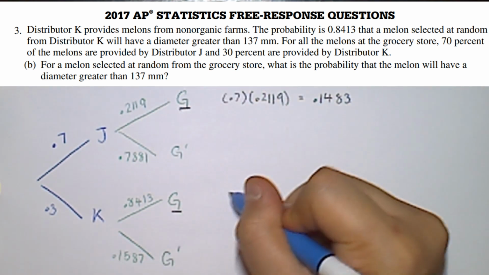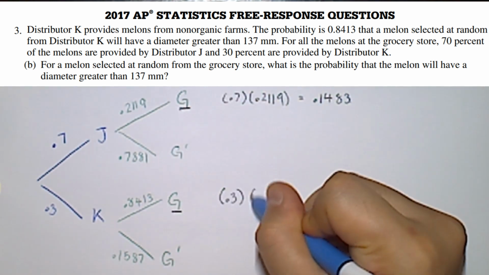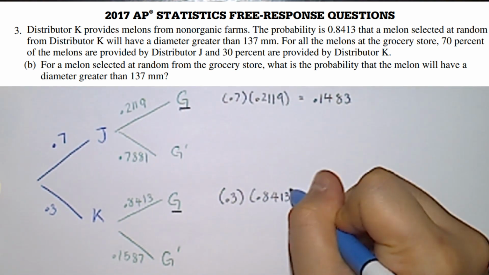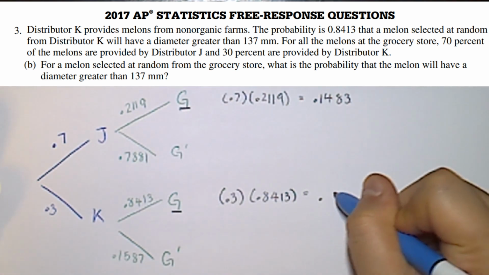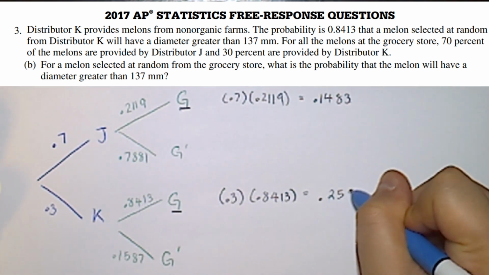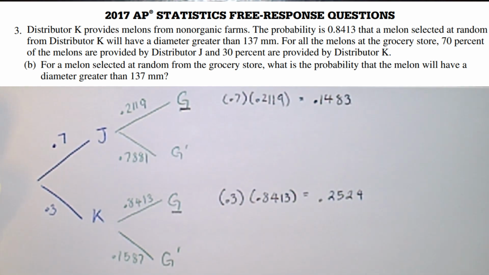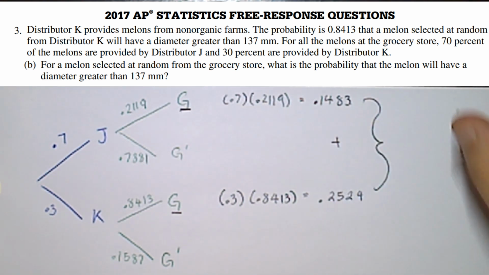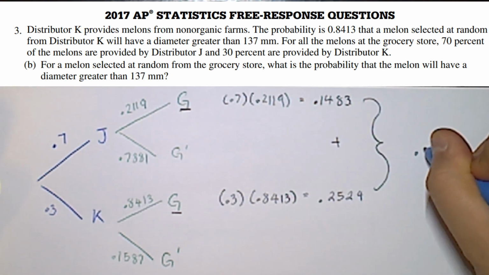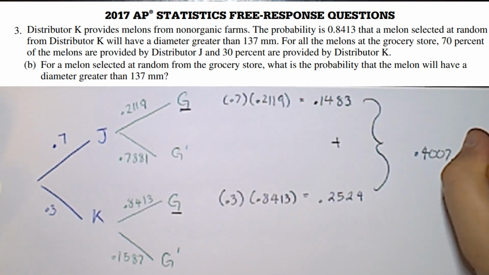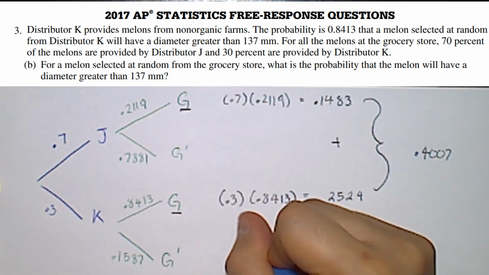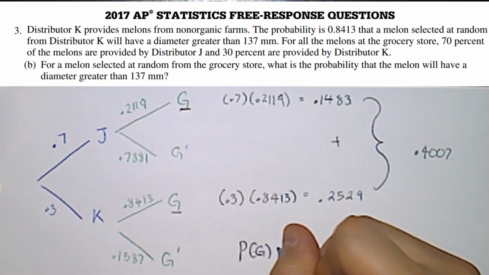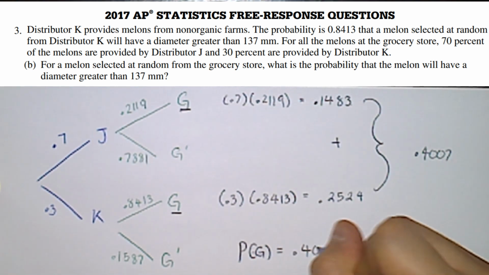So from distributor K it will be 0.3 times 0.8413, which comes out to be 0.2524. And if you add them up, you will get the answer of 0.4007. So we could figure out the probability of G is equal to 0.4007.